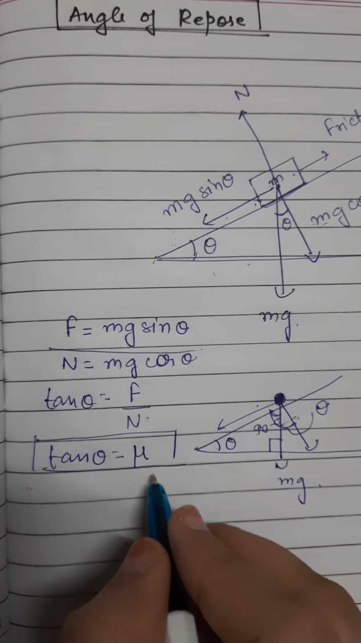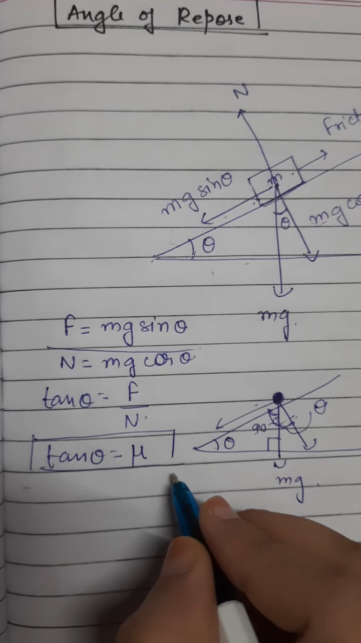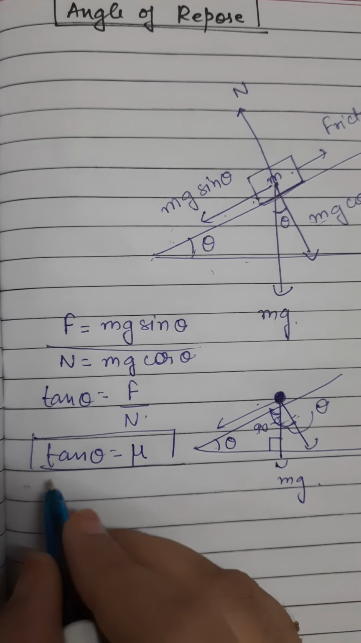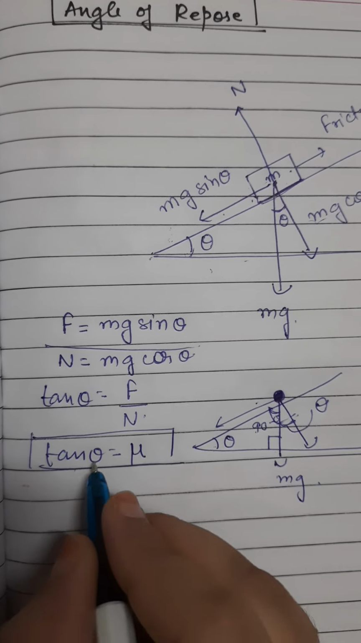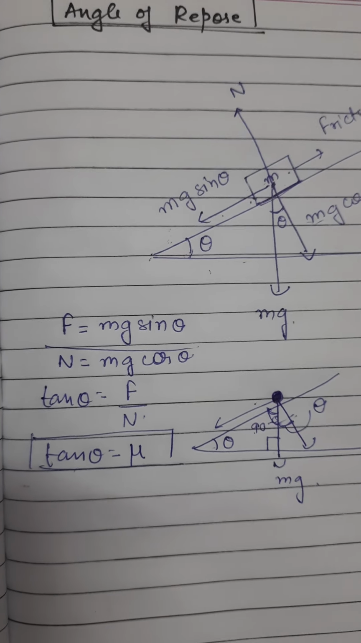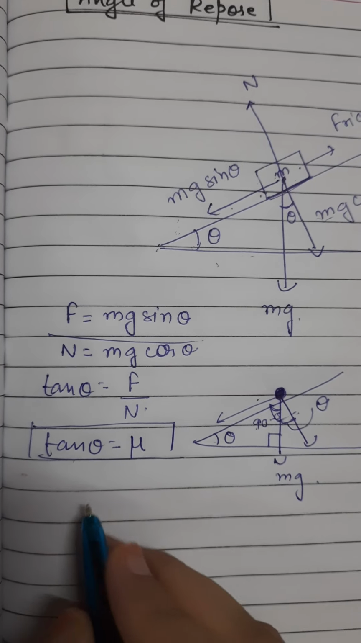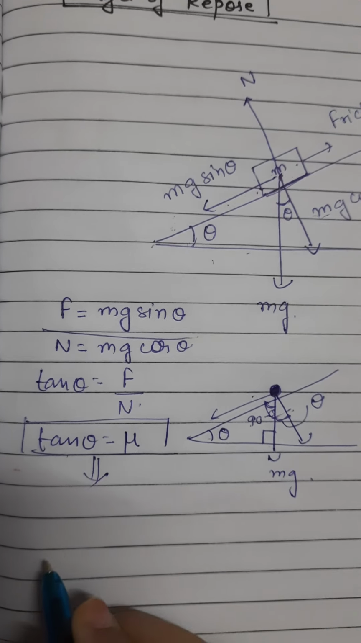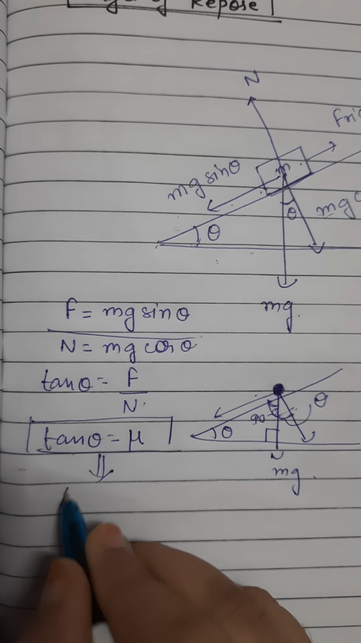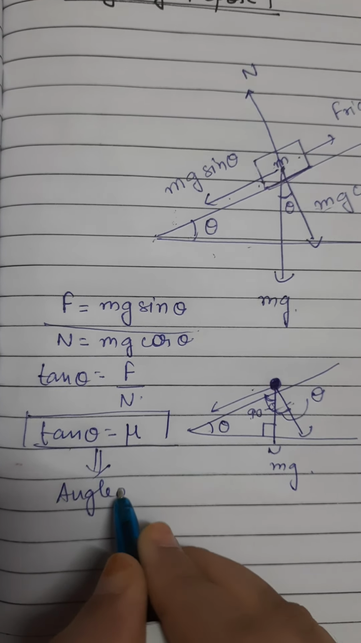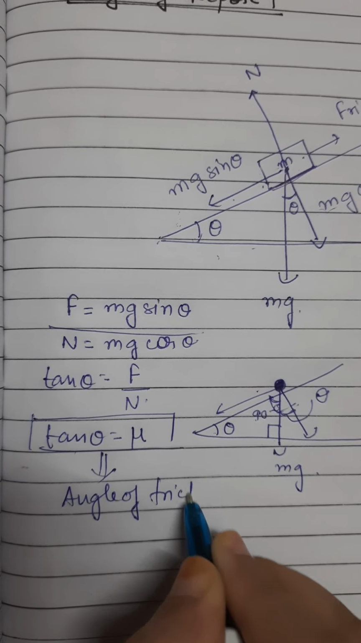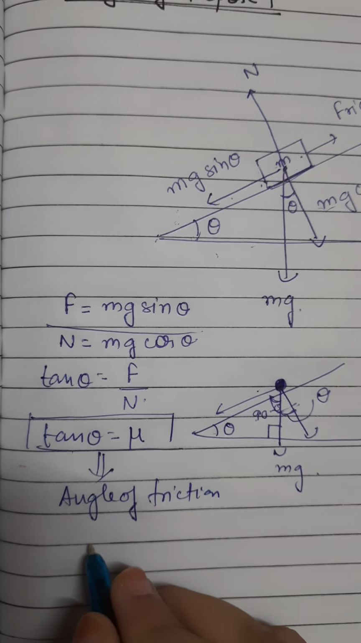So the coefficient of limiting friction between any two surfaces in contact is actually equal to the tangent of the angle of repose between them. So we can write down that the angle of friction that we have studied earlier is equal to the angle of repose.